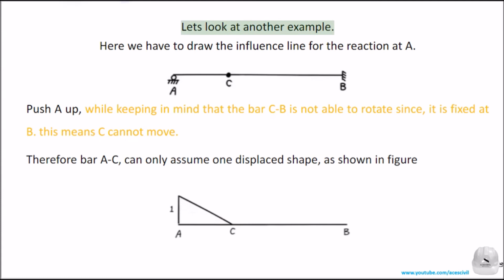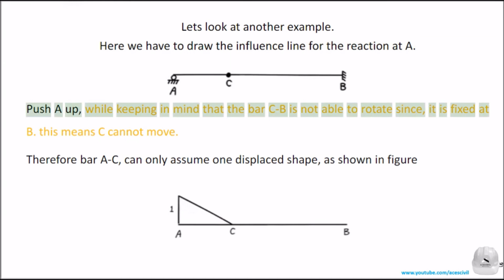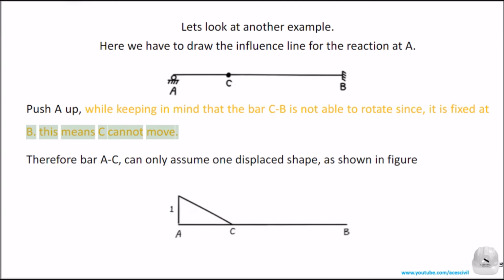Let's look at another example. Here we have to draw the influence line for the reaction at A. Push A up, while keeping in mind that the bar BC is not able to rotate since it is fixed at B. This means C cannot move. Therefore bar AC can only assume one displaced shape, as shown in figure.